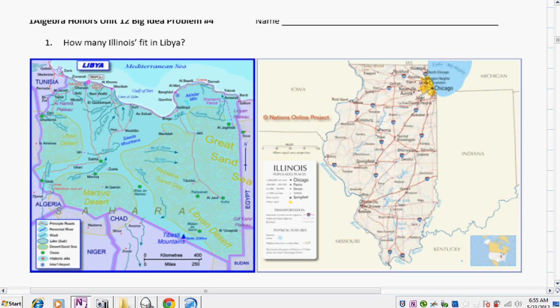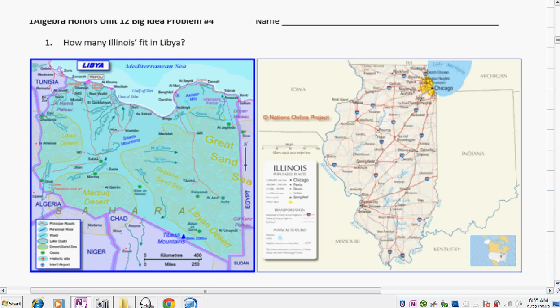How many Illinois fit in Libya? So, there's lots of ways of doing this, but I think we're not going to be able to get around one key fact, which is that even though it looks like they're about the same size, the scale factor that's at the bottom or the left of each drives a lot of what we need to look at. So let's look at the scale.